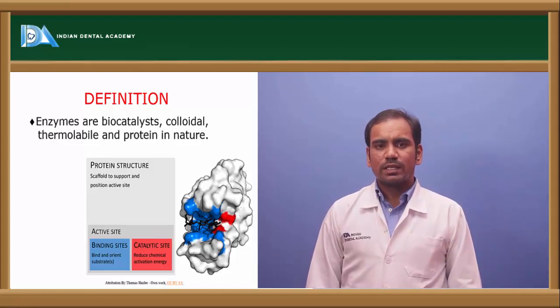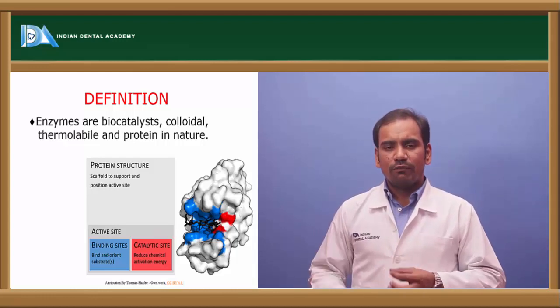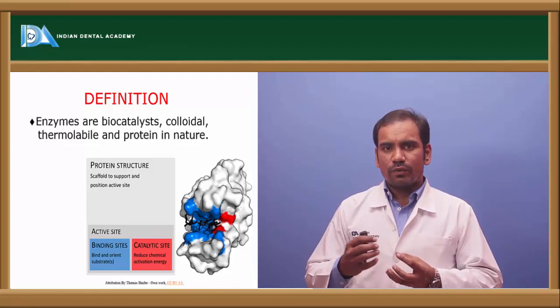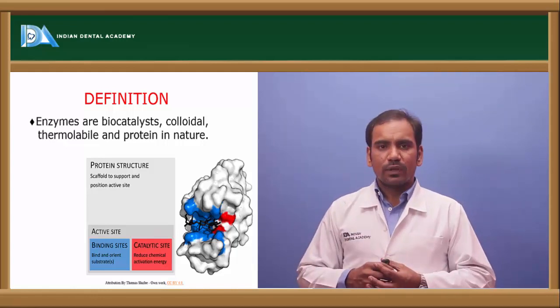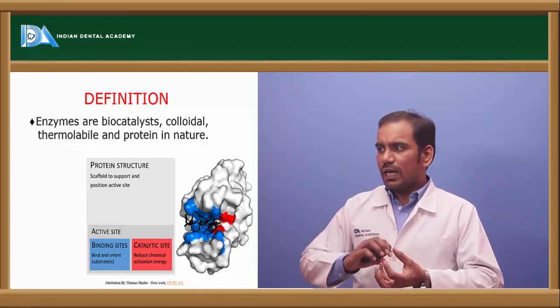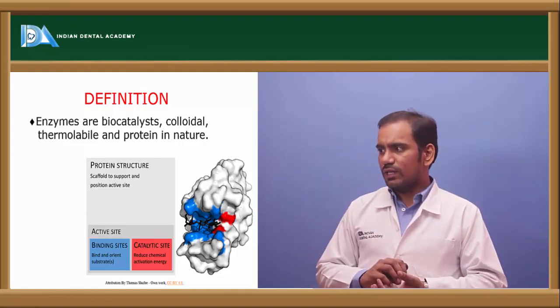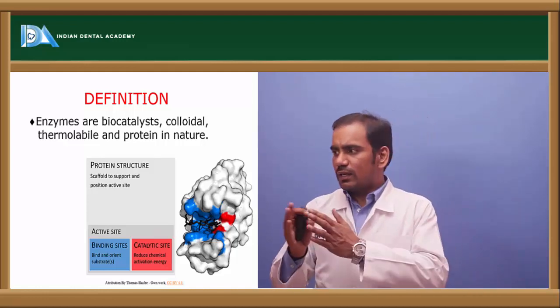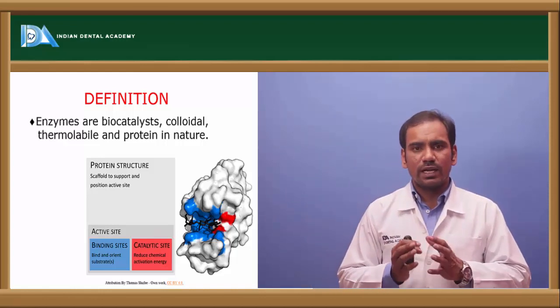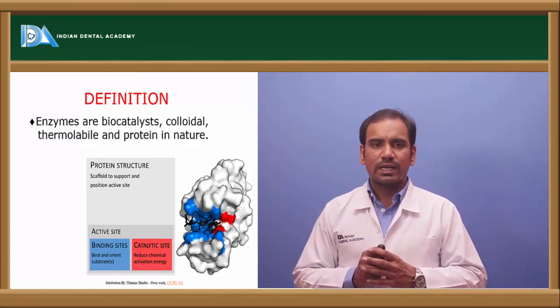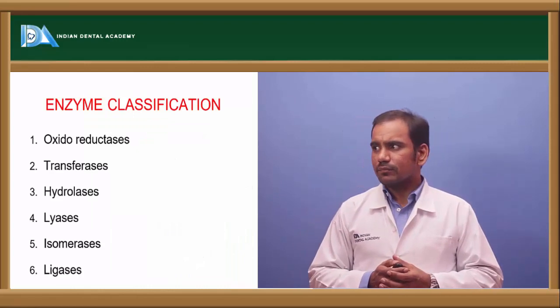So enzymes basically have an active site where the substrate binds. So when the substrate binds, we call it a binding site, and there it brings some chemical changes at the active site of the enzyme. So that is called the catalytic site. So the active site has a binding site, also called the catalytic site.